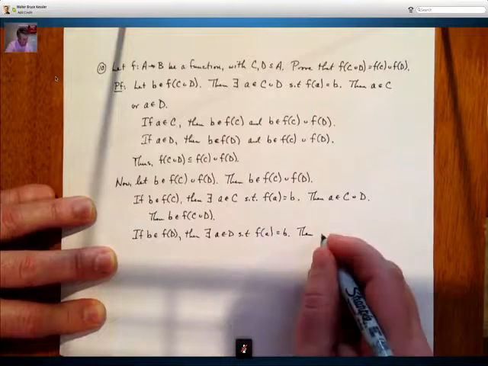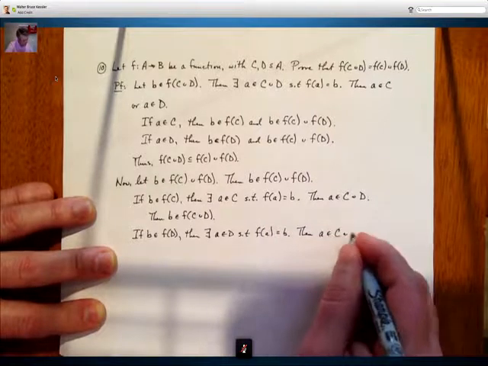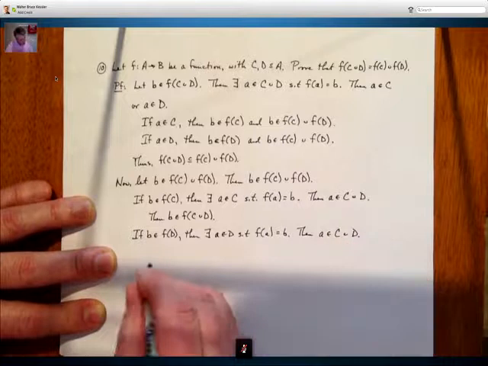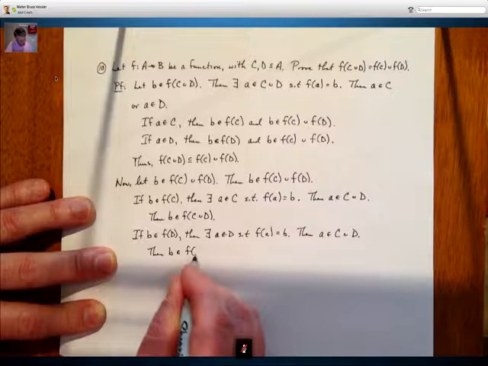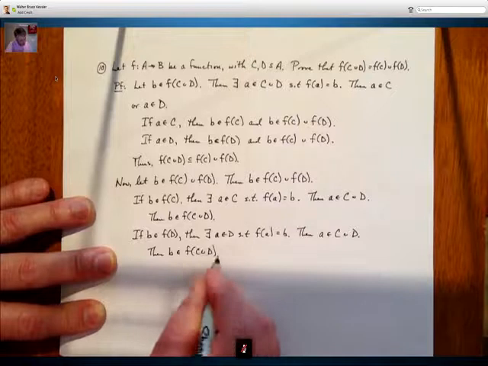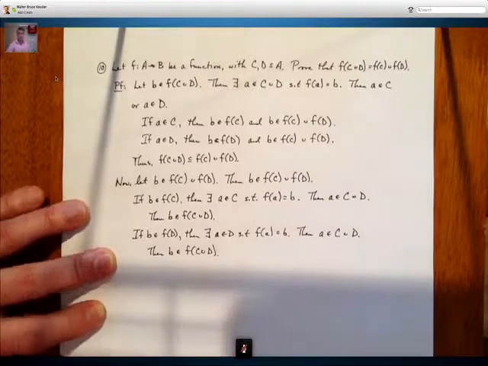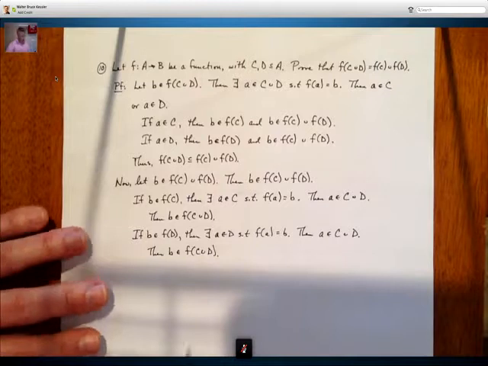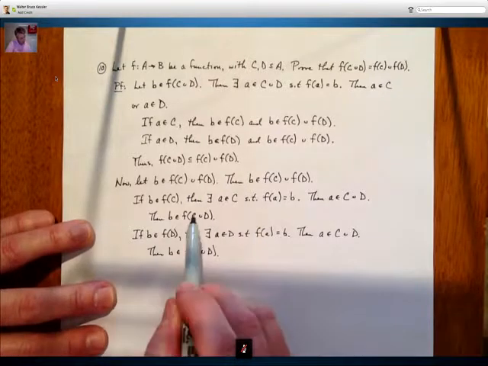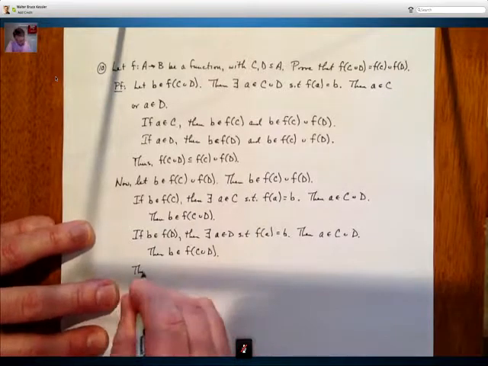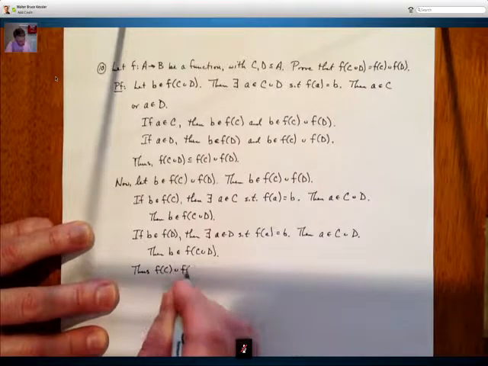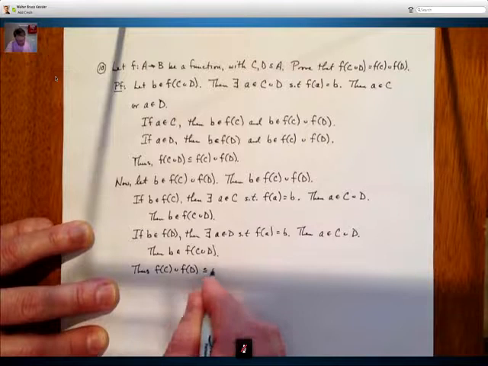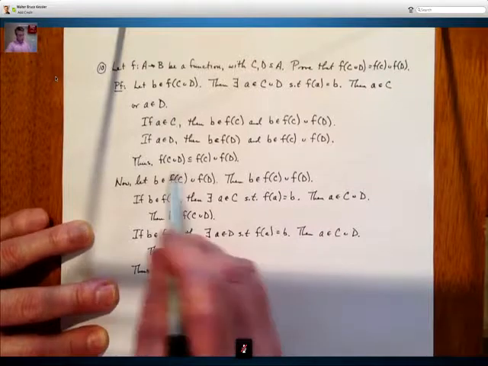But if it's in D, it's certainly in D union anything, particularly C. Then B is in the image of C union D. So no matter how you slice it, starting with something here, it ends up there. Thus, f of C union f of D is a subset of f of C union D.